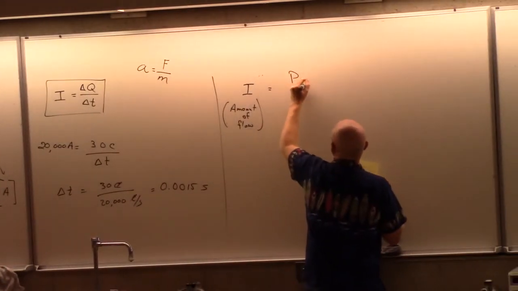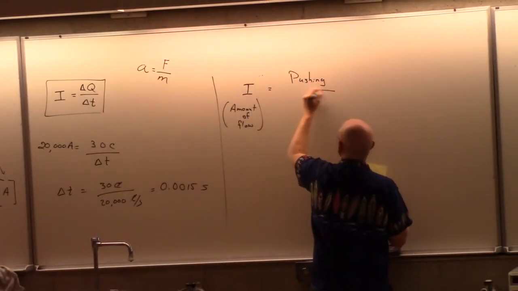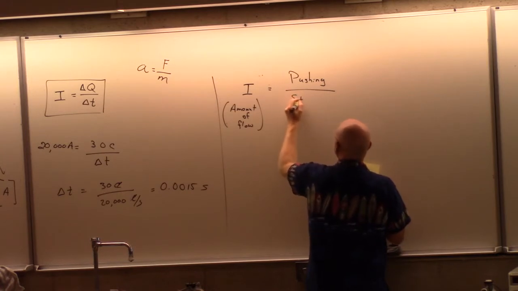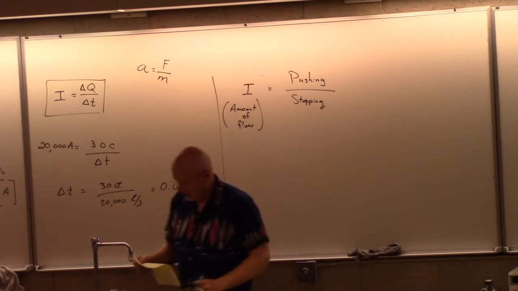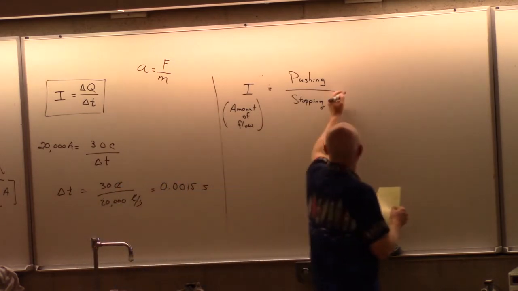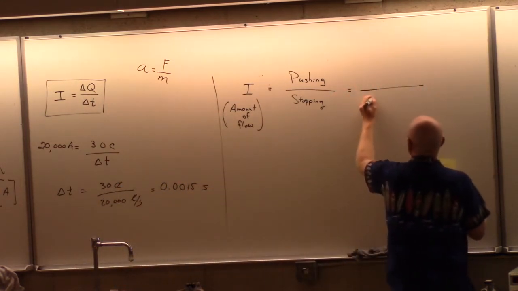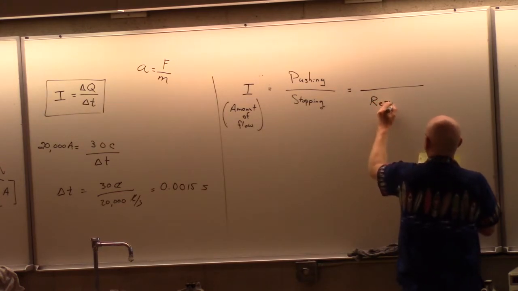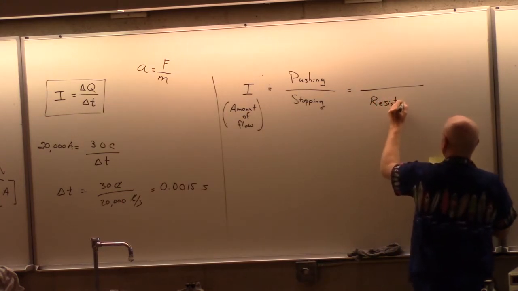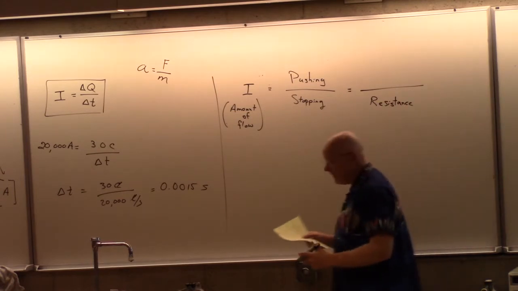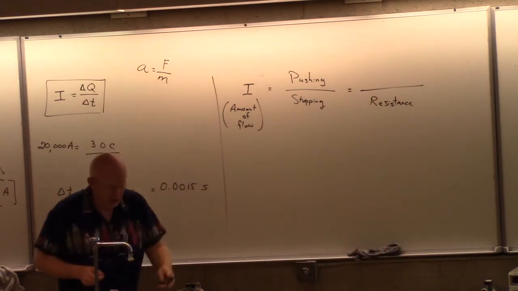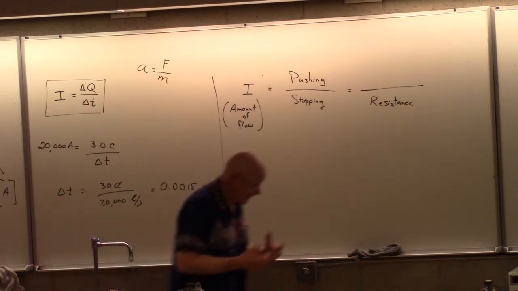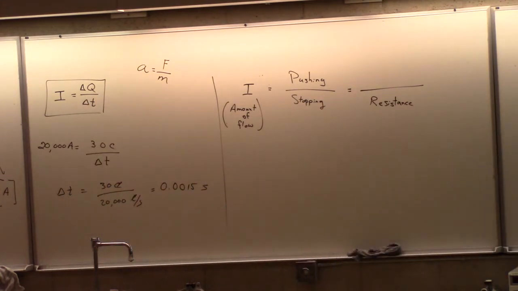Ohm's thinking is that if you have a push and a stop, there is some kind of balancing going on. Maybe a better word is resistance, because I don't mean you actually stop the charges from flowing, but there is something opposing it, something that is keeping the charges from flowing. And I keep thinking of water, and I'll go back to the water, because this is a really good example.